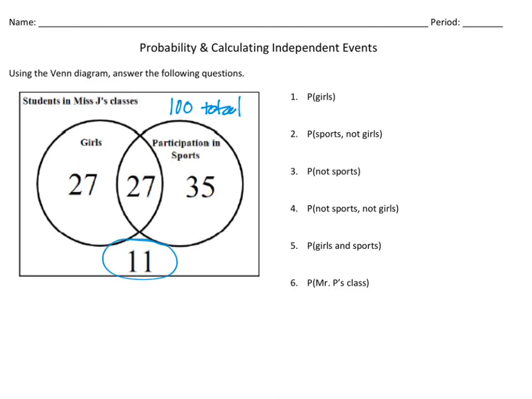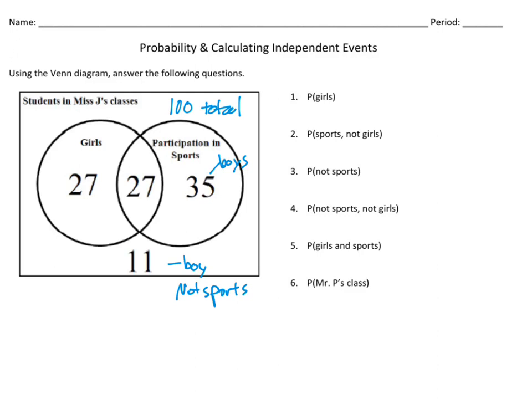I also want to mention that this 11 here means it's not girls and not participating in sports, which means these are boys not participating in sports. Which means this 35 here are boys participating in sports. So there's a few things to know about the Venn diagrams. It's kind of hard to read, but hopefully that'll help out a lot with these questions.